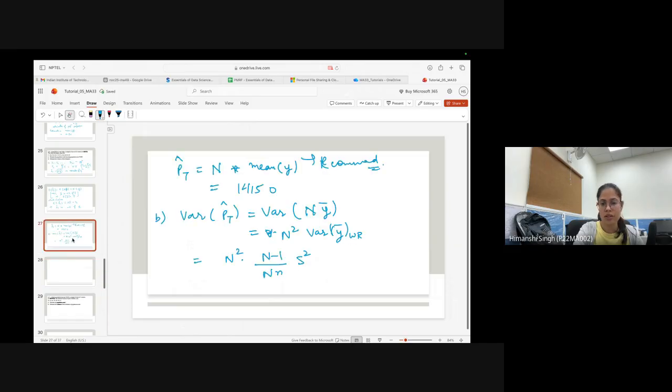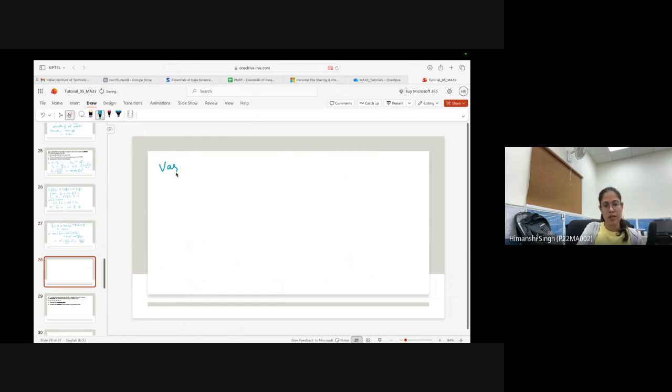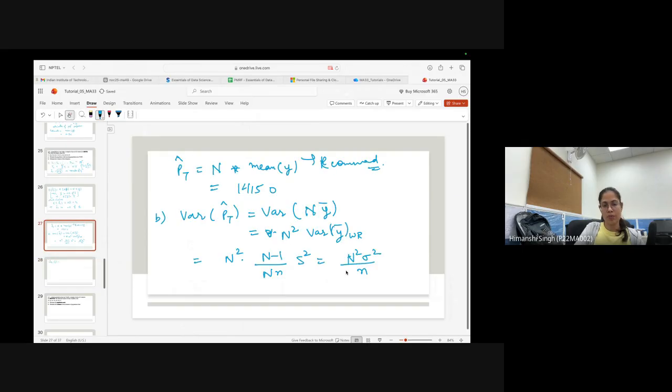So in fact, this can also be written as, n minus 1 upon n S square is sigma square. So it is N square sigma square by n, and we do not know this. So the estimator for this can be, the variance hat of PT hat. So we have studied before only that since N square and n is known, I only need the estimator of this sigma square.